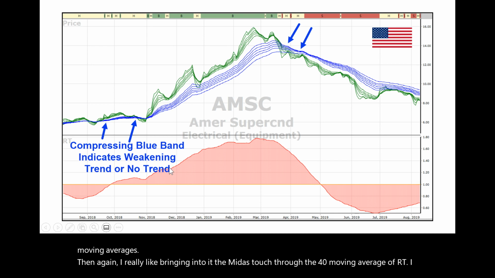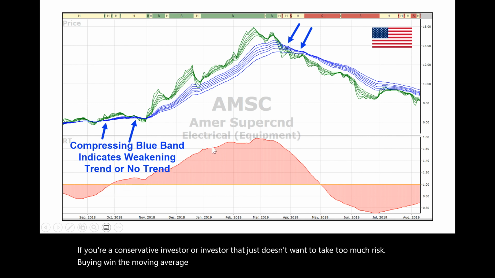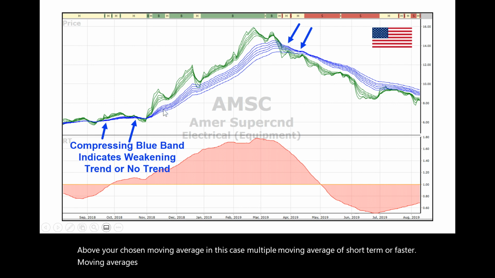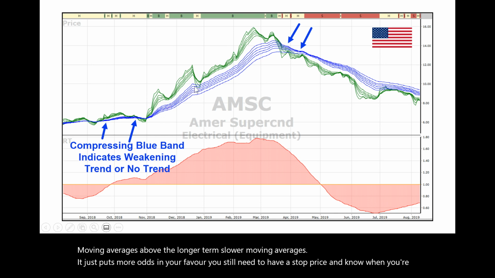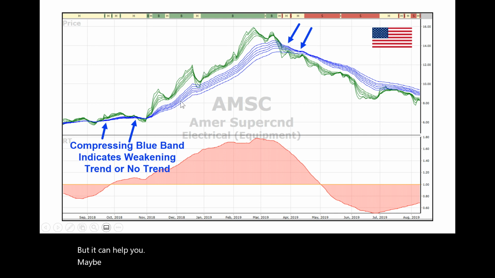I just think if you're a conservative investor or an investor that just doesn't want to take too much risk, buying when the moving average of RT is rising and you've got your price above your chosen moving average, in this case multiple short-term or faster moving averages above the longer term slower moving averages, it just puts more odds in your favor. You still need to have a stop price and know when you're going to sell and get out, but it can help you maybe improve your win rate.